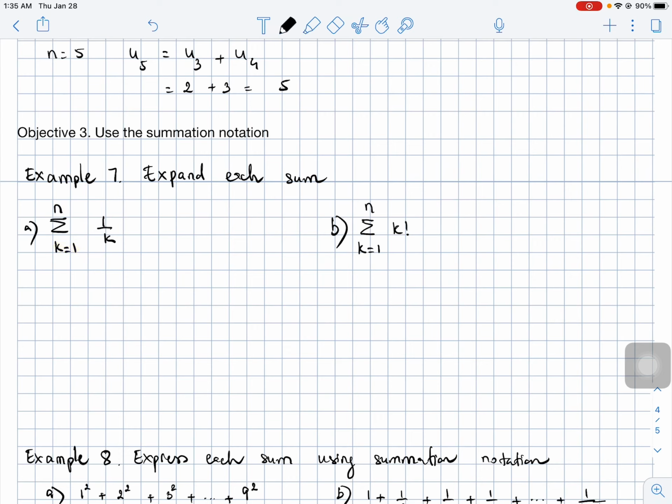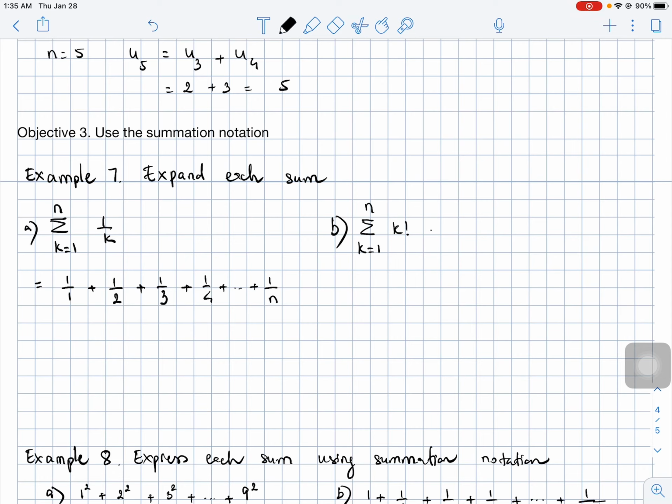So what we need to do is, first of all, plug in k equal to 1, and then k equal to 2, then k equal to 3, then k equal to 4, and so on. For example, if n is 10, then you will plug in up to 1 over 10. And in this case, n represents some number. After we plug them in, the notation sigma means we add them. So we add 1 over 1 plus 1 over 2 plus 1 over 3 and so on.